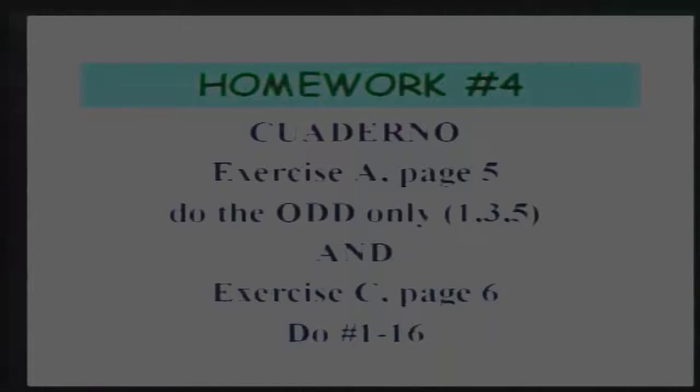Then if you turn the page to page 6, activity C, make sure you read the instructions. We want you to write the correct form of the verbs that are in parenthesis. Write the verbs only, 1 through 16.